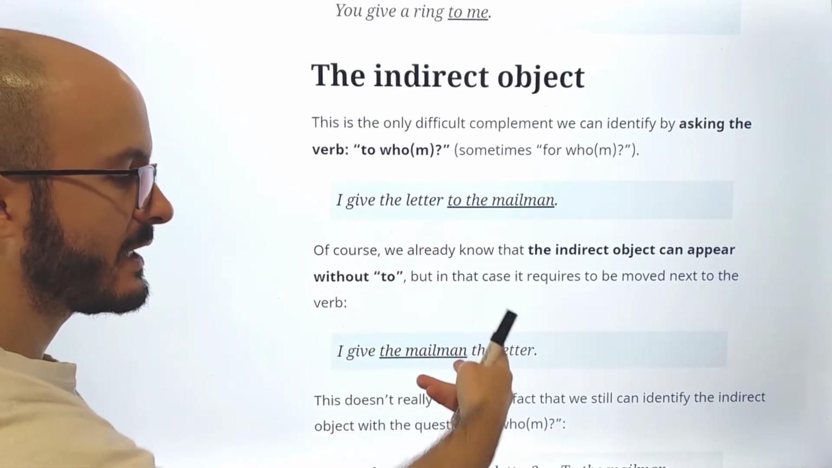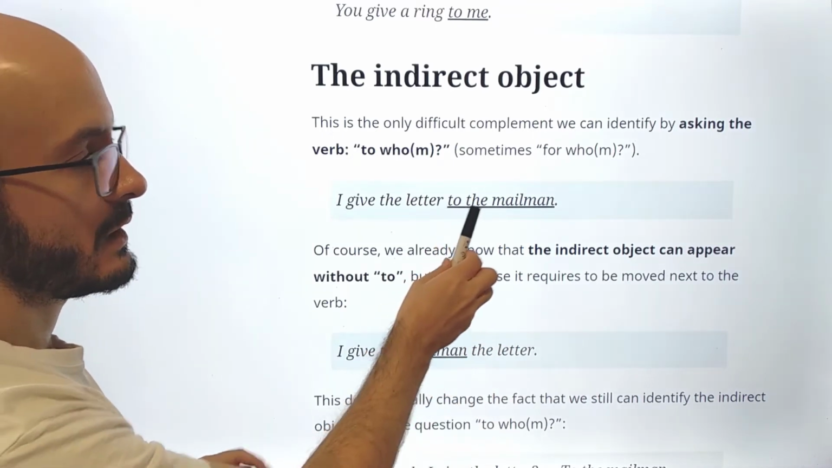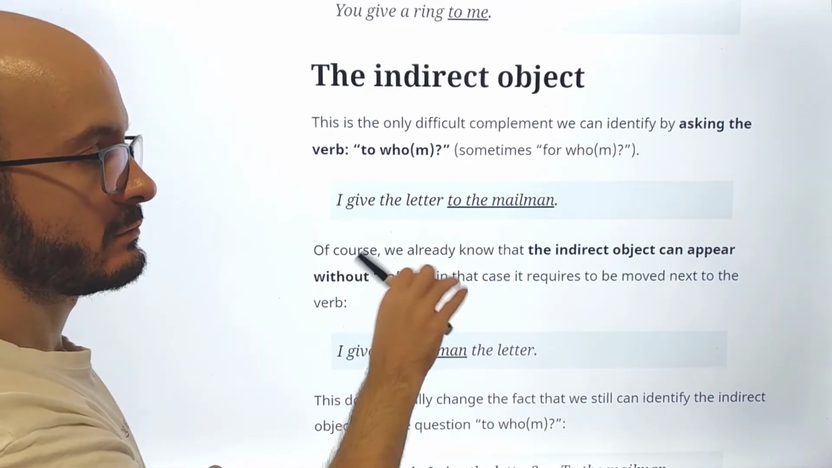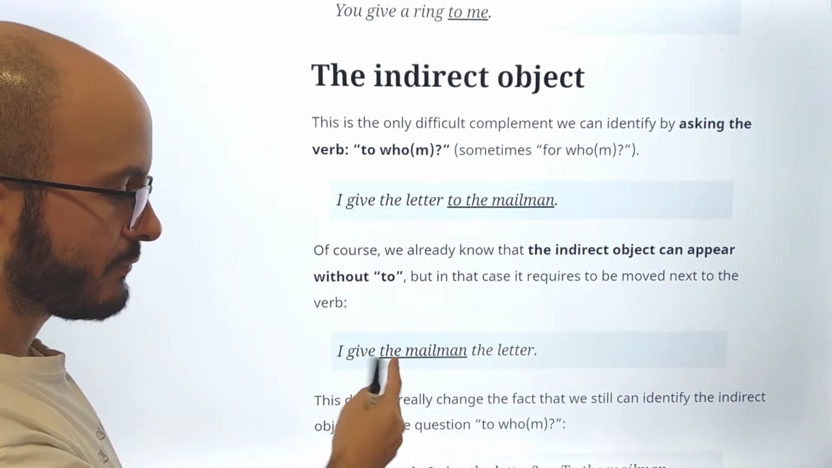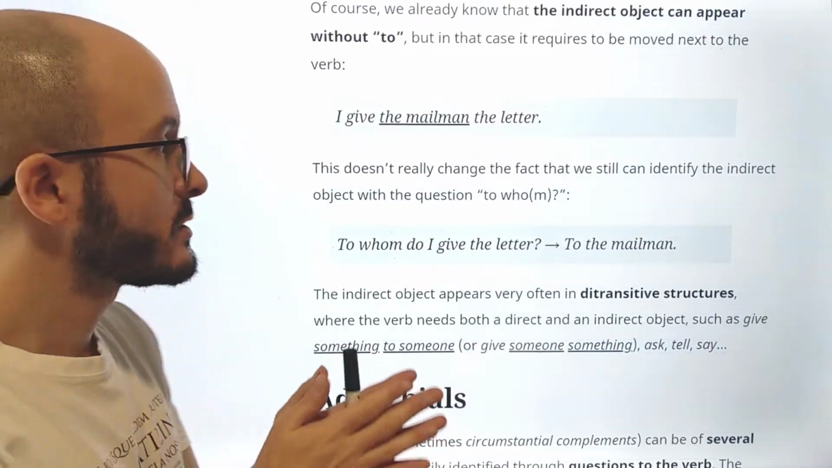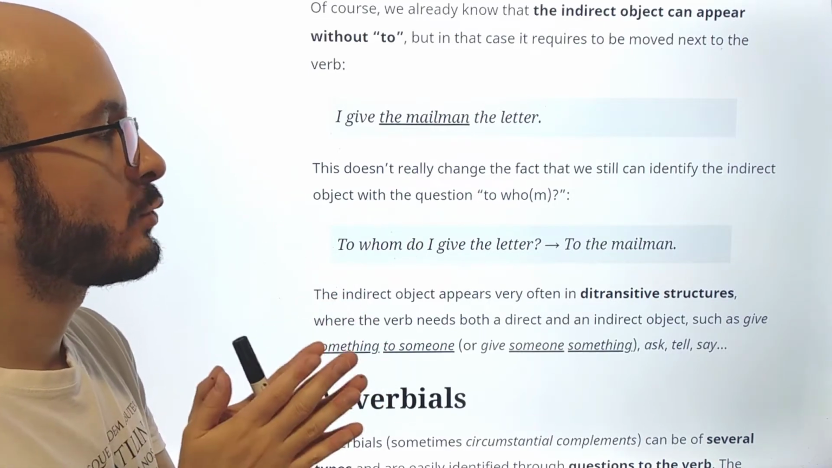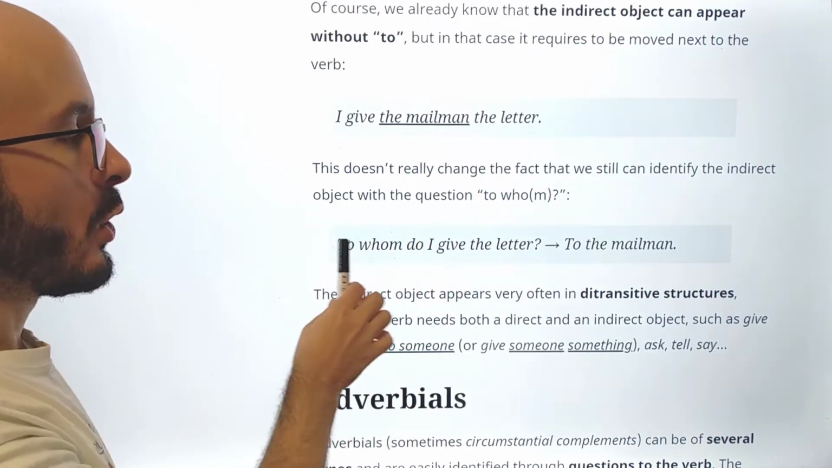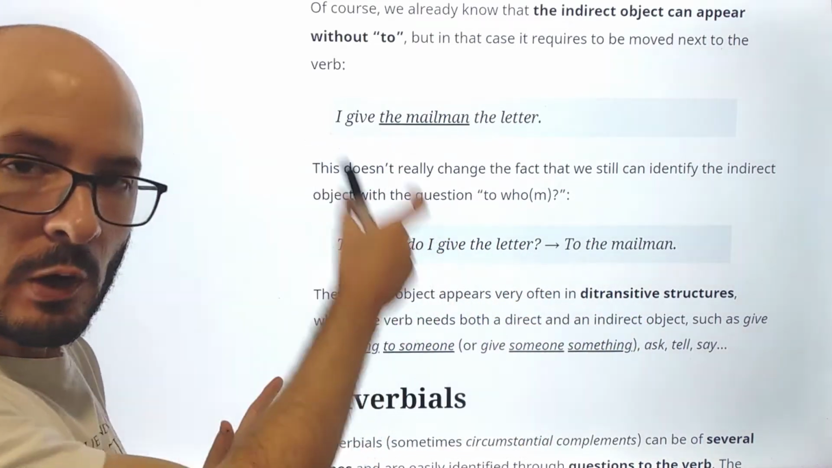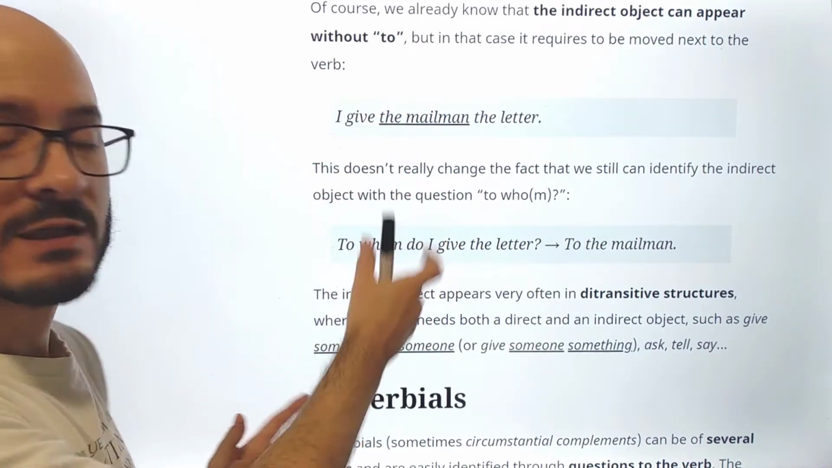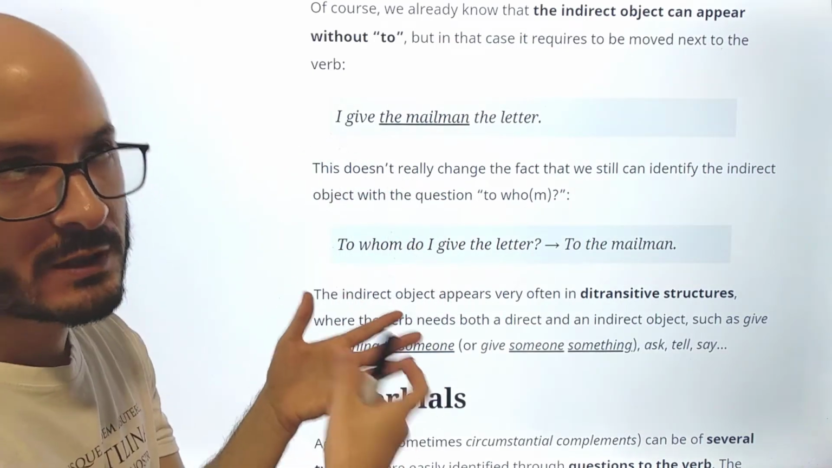It's just about the order of the direct and indirect objects. With to, it goes in the end, after the direct object; without to, it goes next to the verb. And as I was saying, this doesn't change the fact that we can still identify the indirect object with the question to who, to whom. To whom do I give the letter? To the mailman. So we can also use this question. This is the only time that you can ask the verb to whom, sometimes for whom.